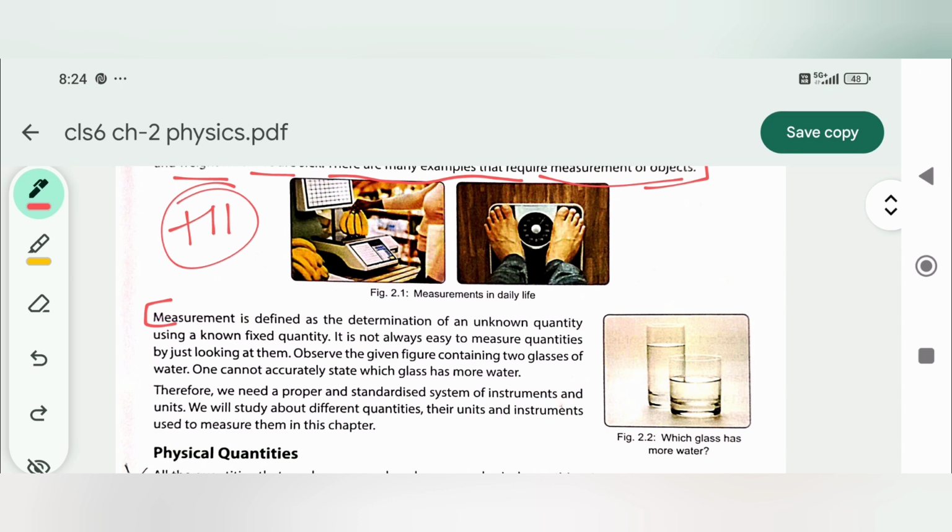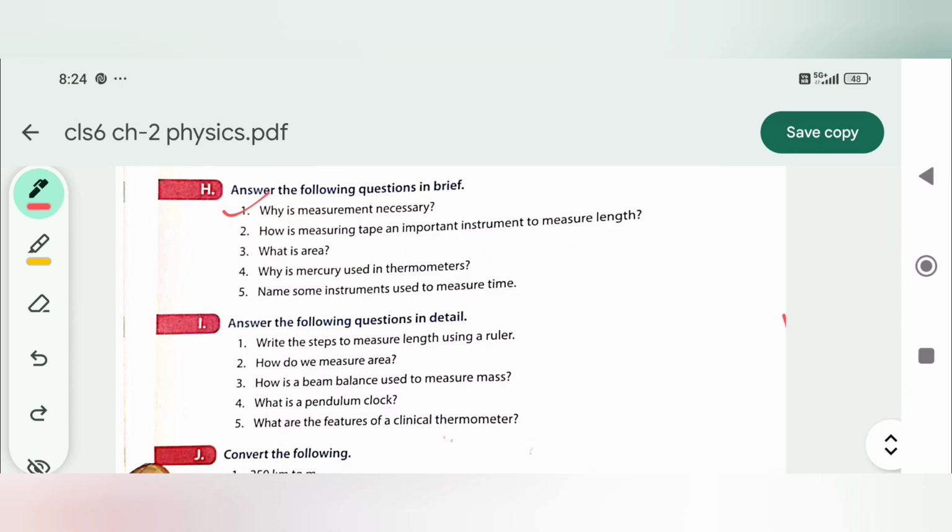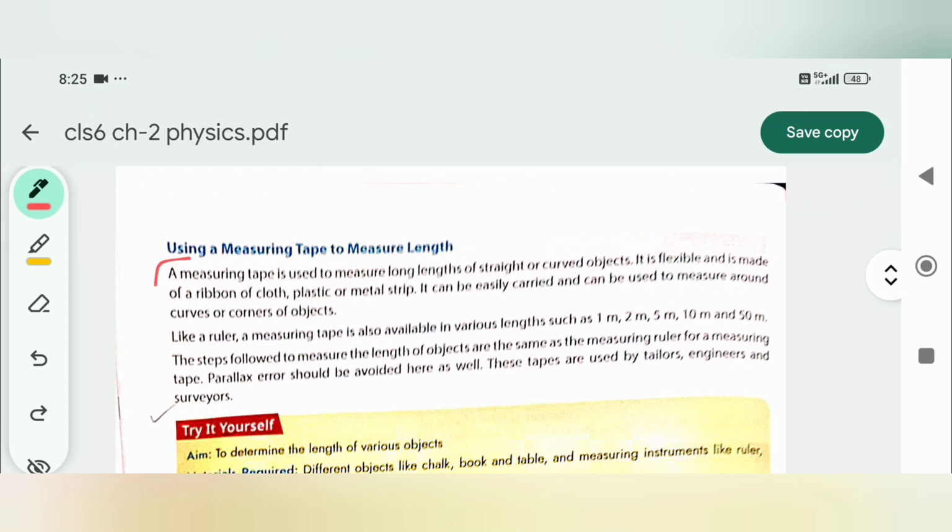Write this. Measurement is defined as the determination of an unknown quantity using a known fixed quantity. Question number 2. How is a measuring tape an important instrument to measure length? A measuring tape is used to measure long lengths of straight or curved objects. It is flexible, made up of a ribbon or cloth, plastic or metal strip. It can be easily carried and can be used to measure around curves or corners of objects. Like a ruler, a measuring tape is also available in various lengths. This is answer H 2.